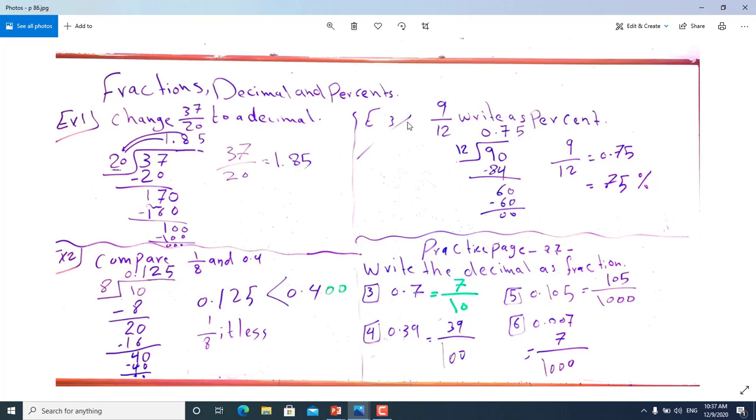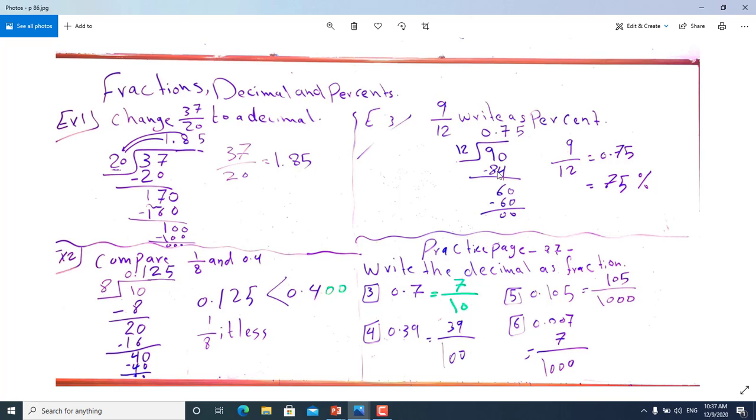And from example 3, write 9 over 12 as a percent. We know how to write a decimal as a percent, but here we have a fraction. So we must first make this fraction a decimal, and after that we write it as a percent. So we'll divide 9 by 12. 9 divided by 12 is 0. We put a decimal point and a 0. It will be 90. 90 divided by 12 is 7.